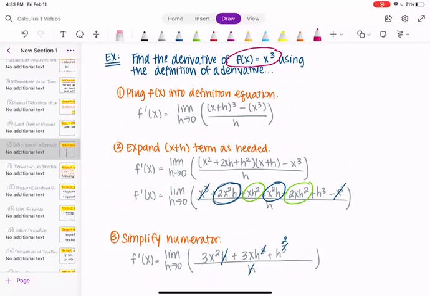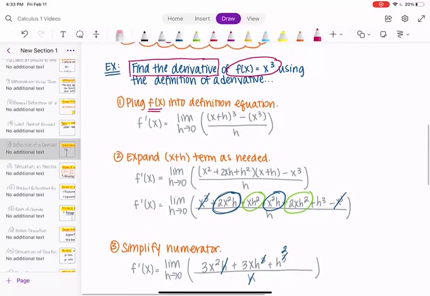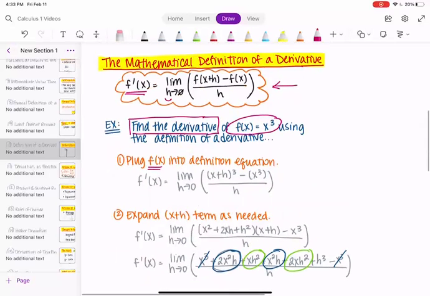So one important thing to note is that it says just find the derivative, not find the derivative at x equals whatever. If it says find the derivative without telling you where you're looking for the derivative, it's actually asking for the function, not the slope value. So for example, the first step is going to be to plug your f of x that you are given into the equation for the definition of a derivative, right?